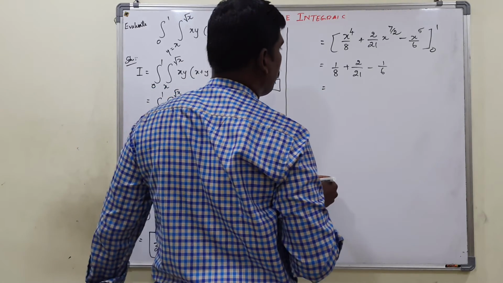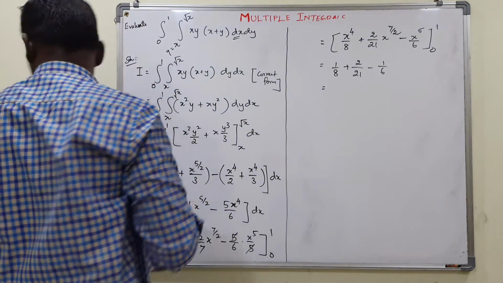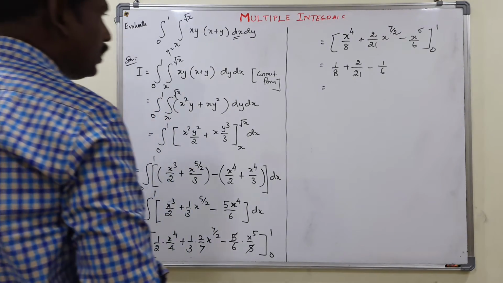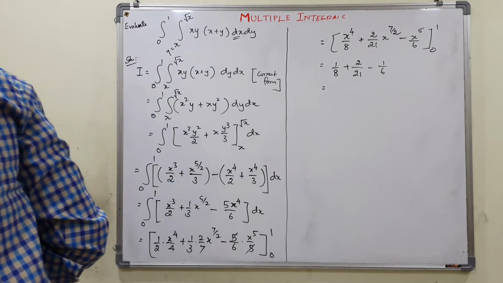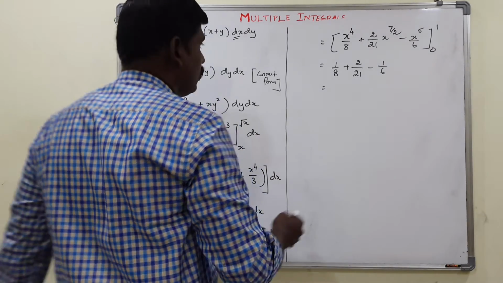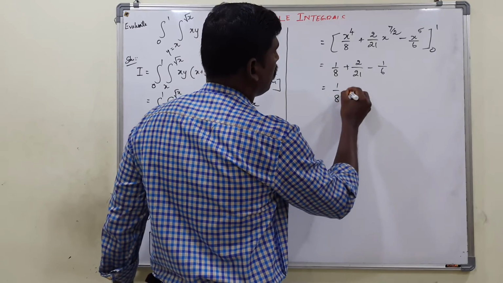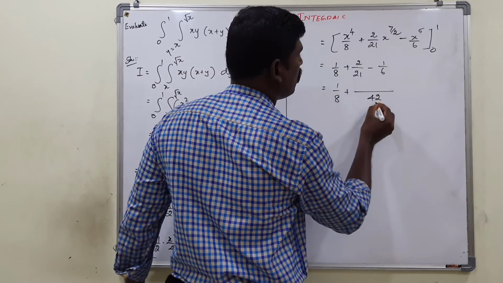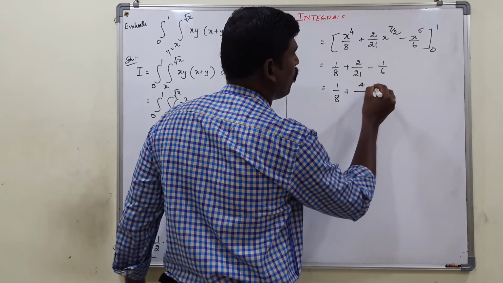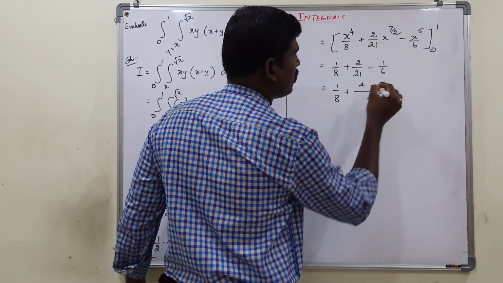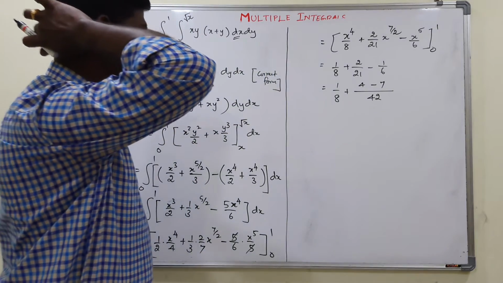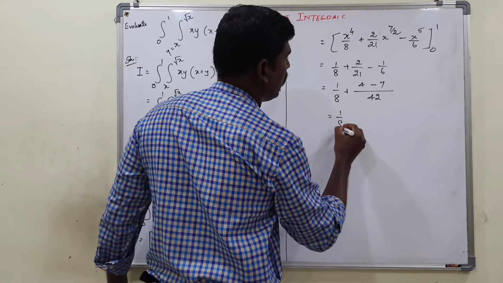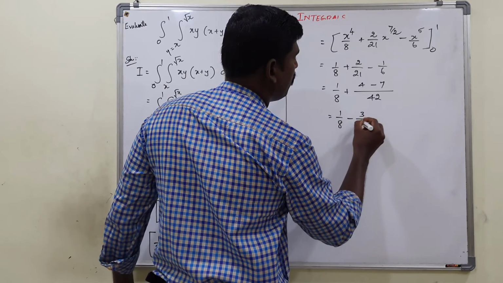How can we take LCM among all the three? 1 by 8 plus 2 by 21 minus 1 by 6. So 1 by 8 plus, we can take 42 as LCM between these two terms. So 2 21s are 42, so multiply by 4, minus 7 times, isn't it? 7 6s are 42, so multiply by 7. So that is equal to 1 by 8 minus 3 by 42.